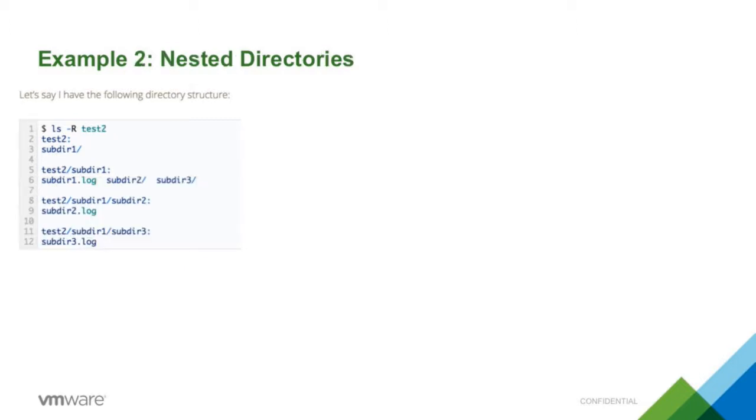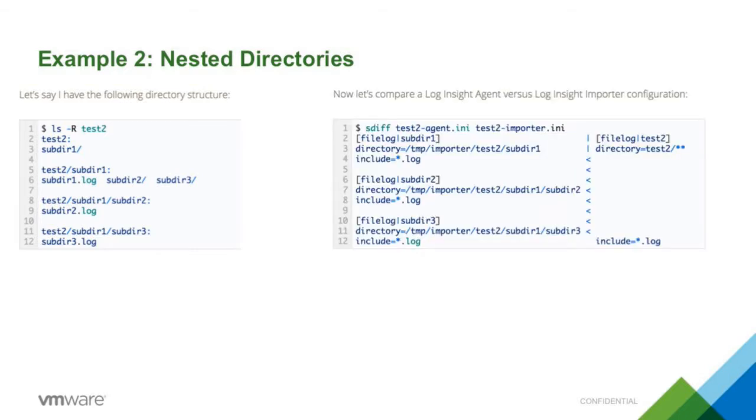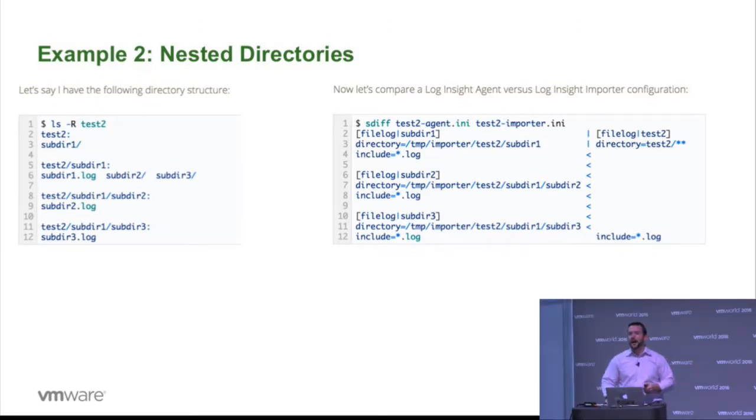So let's do nested directories next. So we have our subdirectory 1, 2, and 3 here. Inside subdirectory 2, we have a log file. Inside subdirectory 3, we have a log file. So what does the agent configuration versus manifest look like? Well, the agent configuration is much larger. I have to have a configuration section for every single directory. I don't have to do that with the importer, so all I got to do is specify the double asterisk. Life is good. So I go to 3 lines instead of having north of 9.